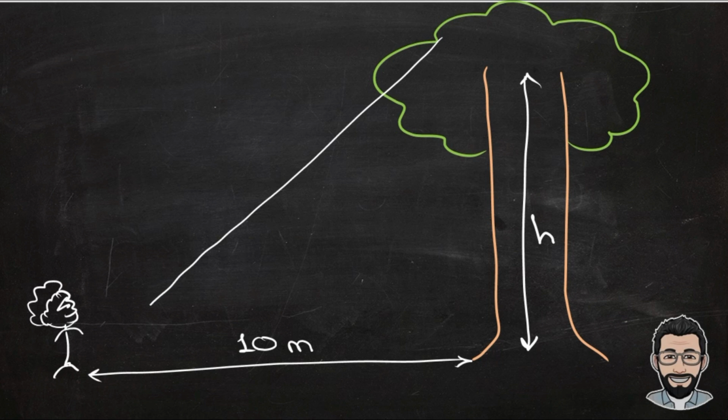And the angle of elevation between you and the top of the tree is 60 degrees. Can you find the height in this case? If you don't know, watch that video till the end.